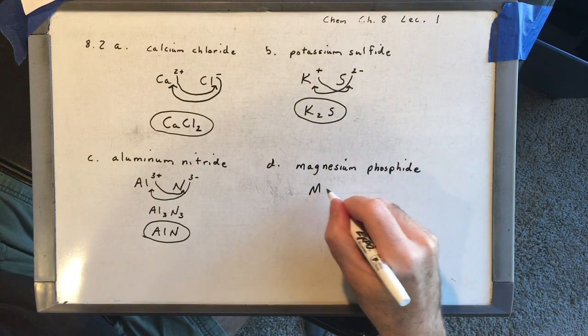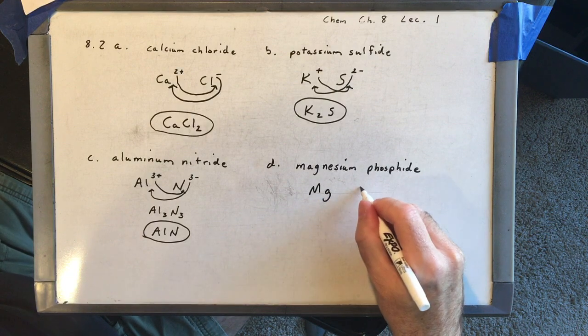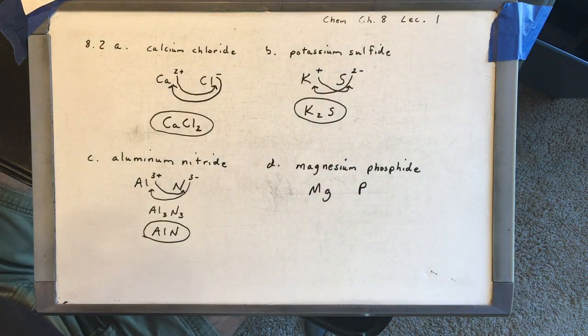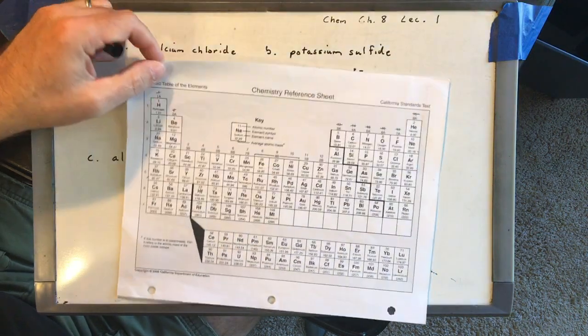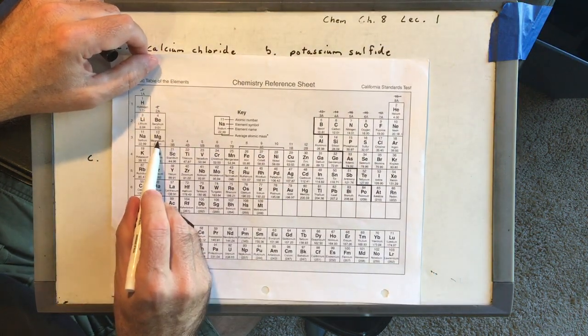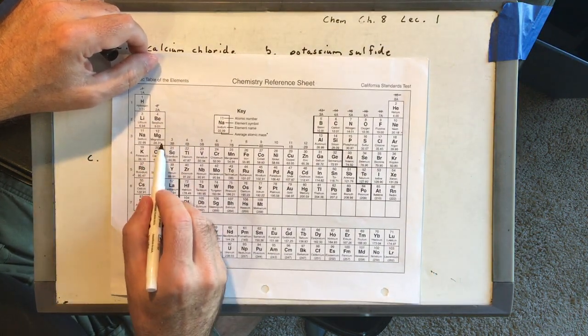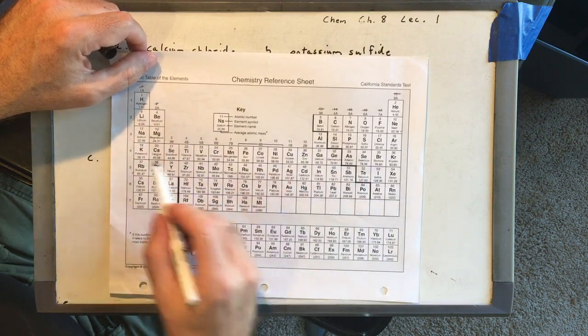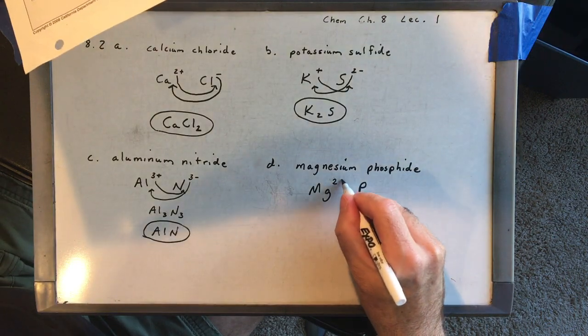Okay, magnesium is Mg, phosphorus is P. So let's find magnesium on the periodic table. It's in column 2, 2 valence electrons, and it's a metal. It wants to lose those 2 valence electrons so it can be like neon. So that would be a 2+ charge.